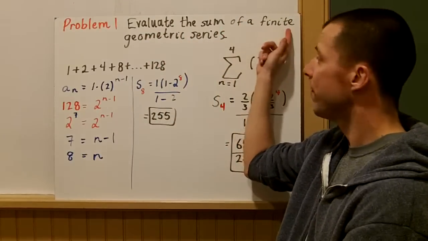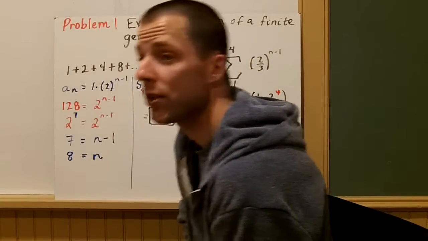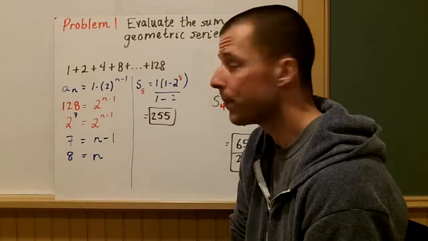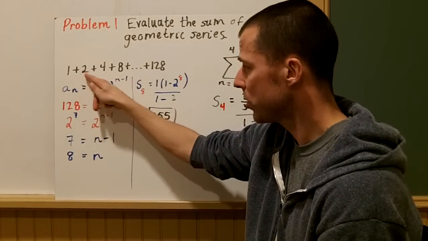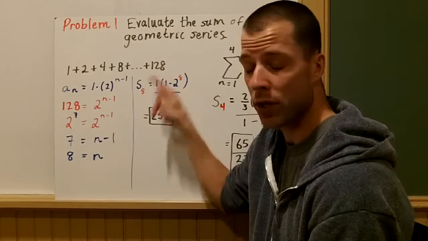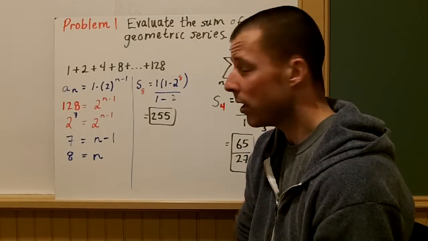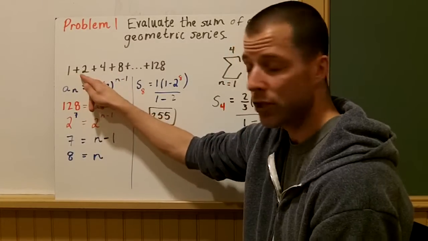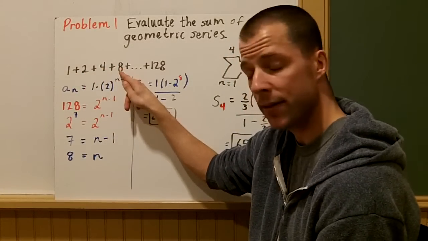So example number one. Evaluate the sum of a finite geometric series. Finite. Okay, so that was our first example. Our first series here is 1 plus 2 plus 4 plus 8 plus ... plus 128. I know it's geometric. How do I know it's geometric? Well, it is a series, but if I go from 1 to 2, that's times 2. 2 times 2 is 4. 4 times 2 is 8.